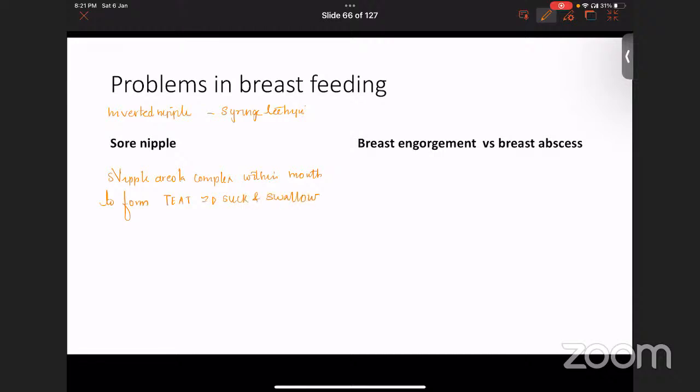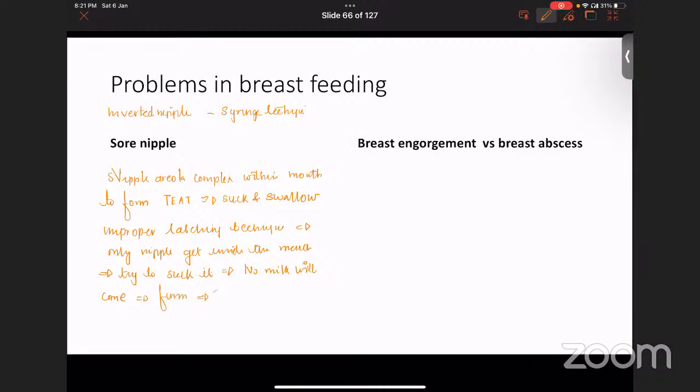But what happens because of improper latching technique? Only the nipple gets inside the mouth. Now the child will try to suck it, but no milk will come. As a result, the child becomes furious. He or she starts to suck furiously. At that time, he or she may bite the nipple. This causes sore nipple.